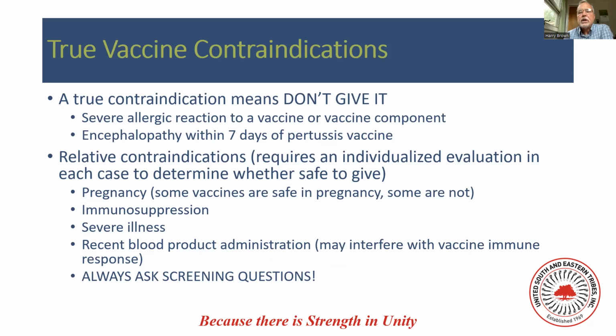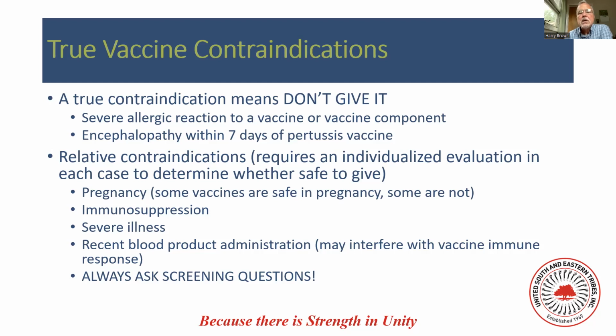So what about true contraindications? Well, there are some. And a true contraindication means do not give the vaccine. So if anybody's ever had a severe allergic reaction to a vaccine or a component of the vaccine, they should not get that vaccine. Also, specifically for the pertussis vaccine, any encephalopathy within 7 days, that person should never again get a pertussis vaccine. This is much, much less common with the newer acellular pertussis vaccine, but it's still a recognized contraindication.